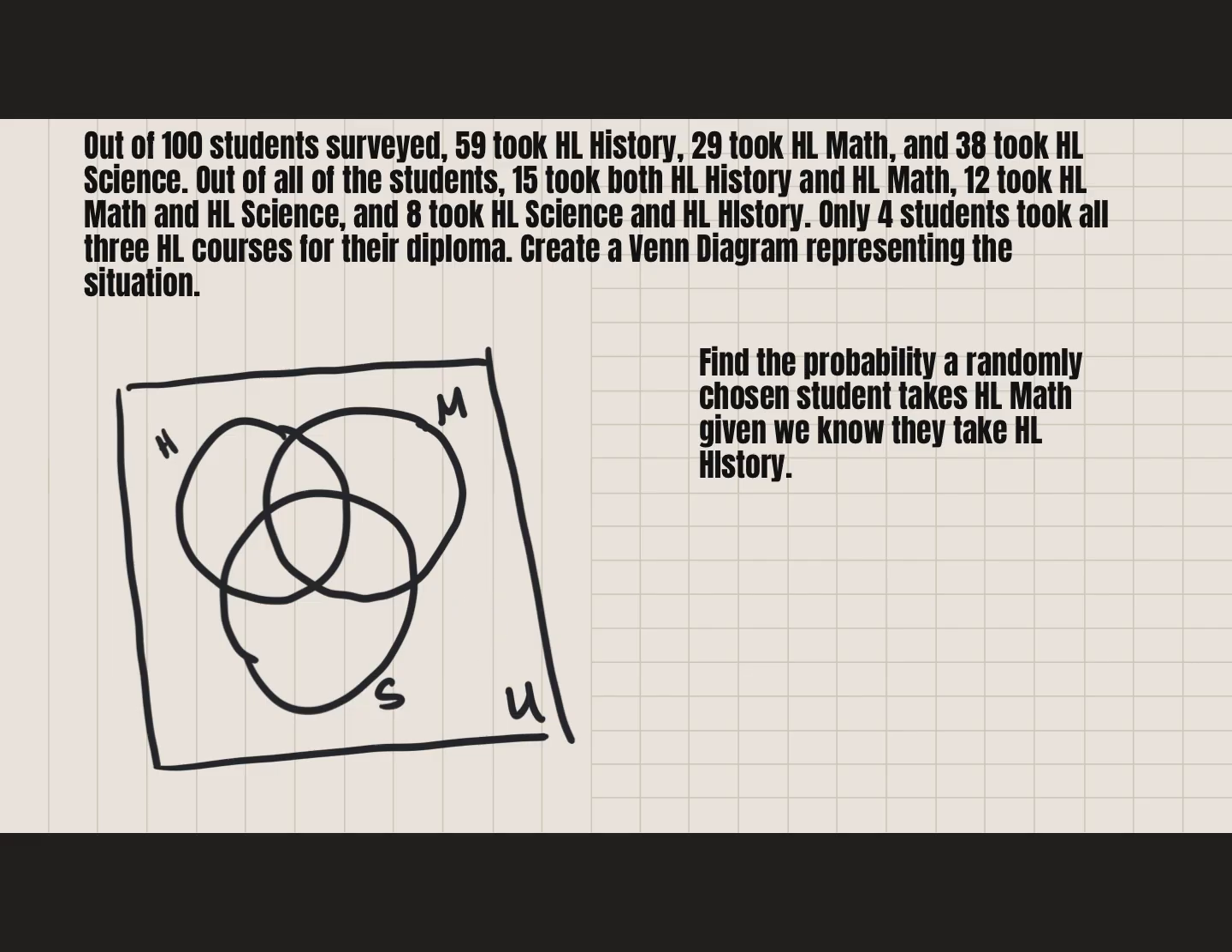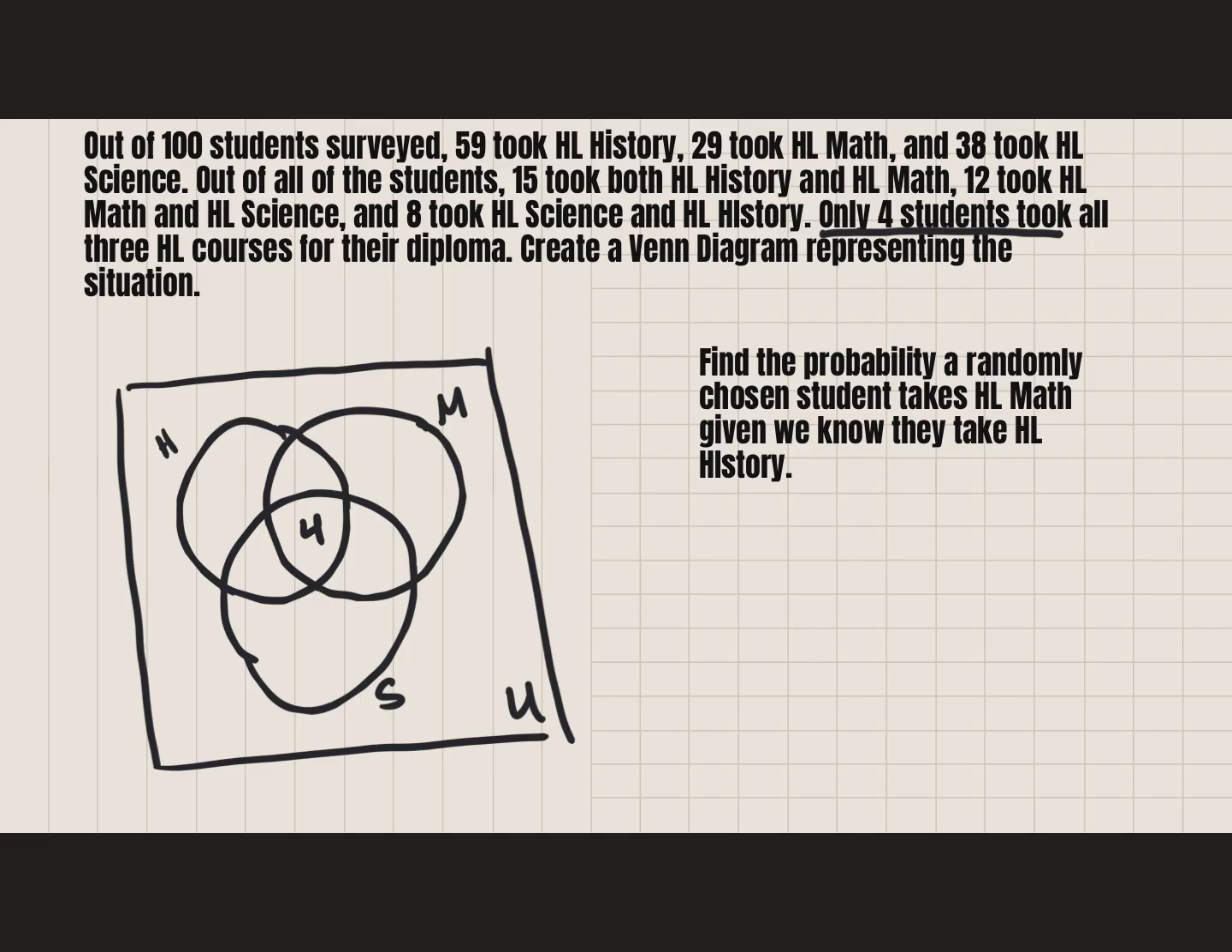But in this case, we're going to go through how do I find the numbers that go in each of these different blanks. And I'm going to start out actually with the middle. It's typically the easiest one to determine. Only 4 students took all 3 HL courses for their diploma. So only 4 students took all of the history, math, and science courses. So I know in that very middle, there are 4 students in that overlap, okay? This middle space where all 3 of those circles overlap, that's where I have 4 students who are taking all the courses.